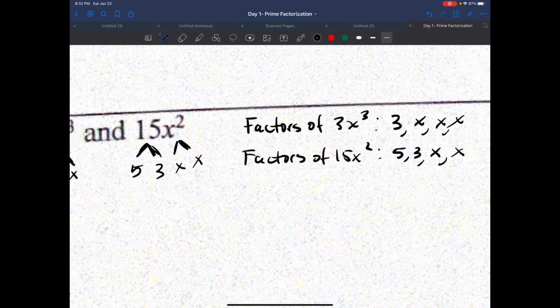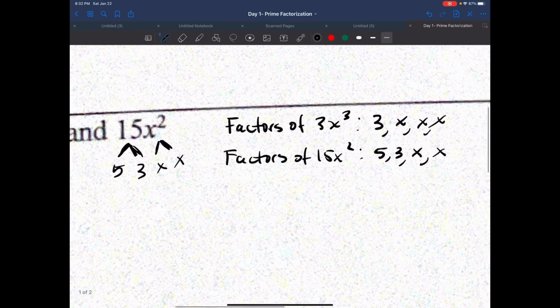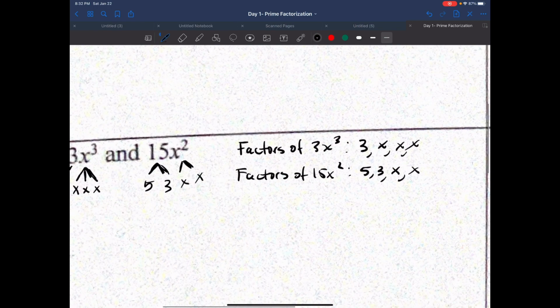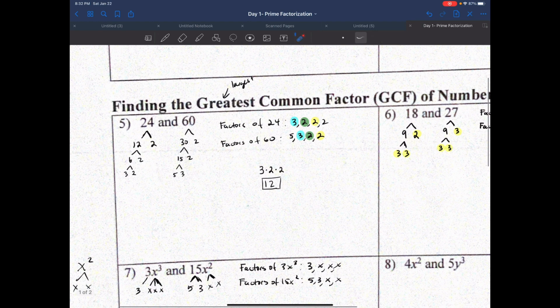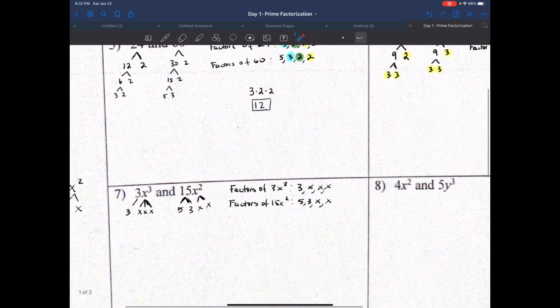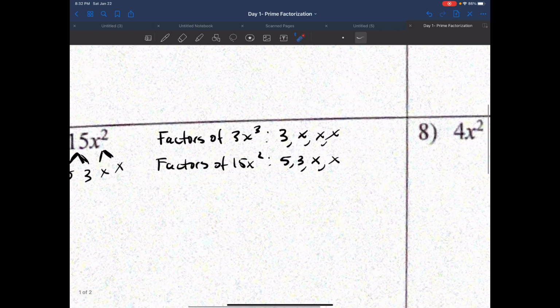I don't know why I said same thing. I should have said factors of 15x squared is 5, 3, x, and x, right? Okay. Anyways, let's figure out what do they have in common. Remember, that's my second step, to figure out what's in common, and I'm going to go ahead and list them in the bottom and separate it with the multiplication sign, and then figure out the greatest common factor by just multiplying everything out. Okay, what do they have in common?